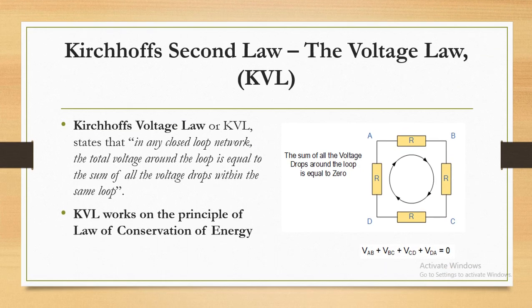KVL, Kirchhoff's voltage law. It is very clear from this statement. In any loop or loop network, the total voltage around the loop is equal to the sum of the voltage drops within the same loop. We can also state this KVL in other words: the sum of all the voltage drops around the loop is equal to 0. And this KVL works on the principle of the law of conservation of energy.